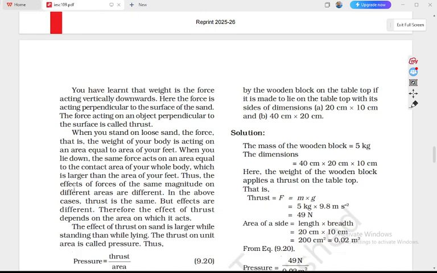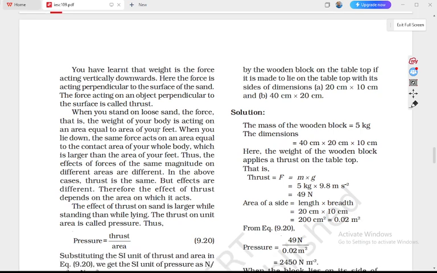When you stand on loose sand, the force, that is the weight of your body, is acting on an area equal to the area of your feet. When you lie down, the same force acts on an area equal to the contact area of your whole body, which is larger than the area of your feet. Thus, the effects of forces of the same magnitude on different areas are different.